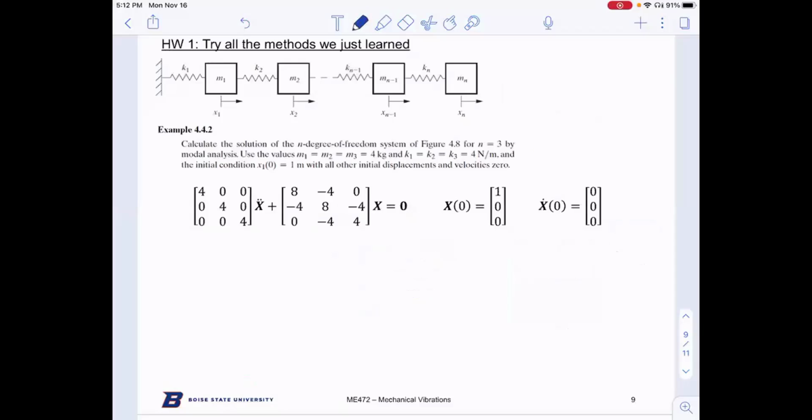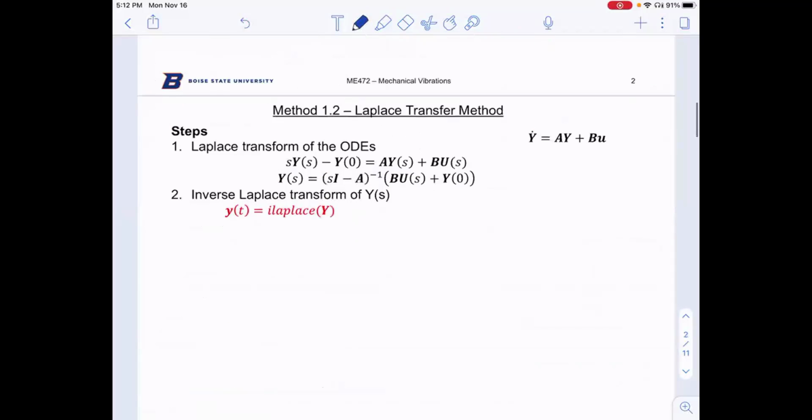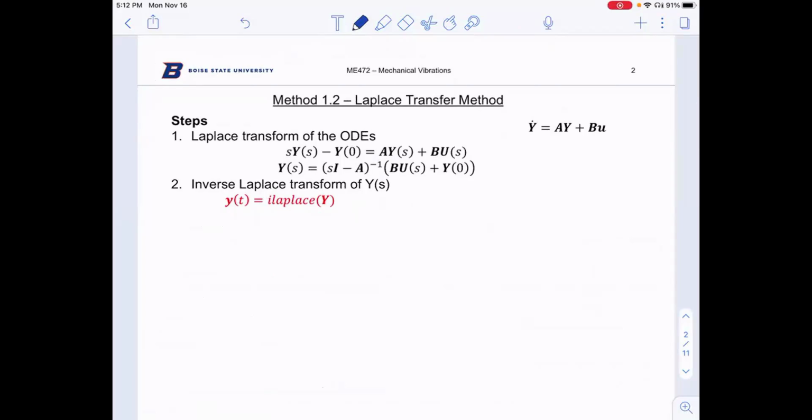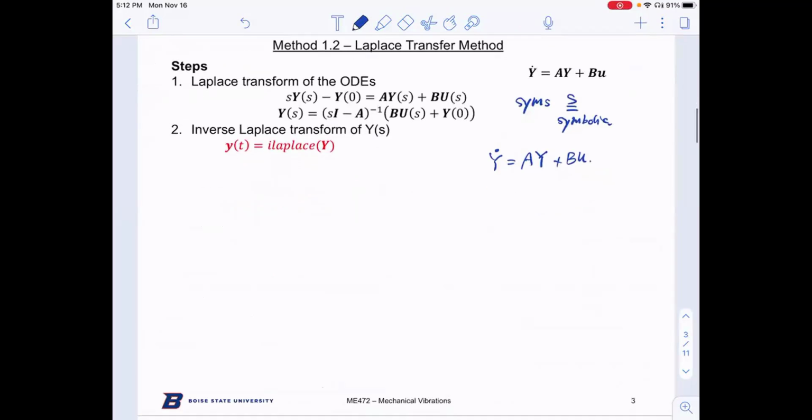So the second method for state representation is using the Laplace transform. We already learned this before during the class. You use syms s to define a symbolic variable s, and then you do the Laplace transform for y dot equals Ay plus Bu. Your y dot becomes s times Y, and then it's A Y_s plus B U_s. The subscript s represents the Laplace transform.